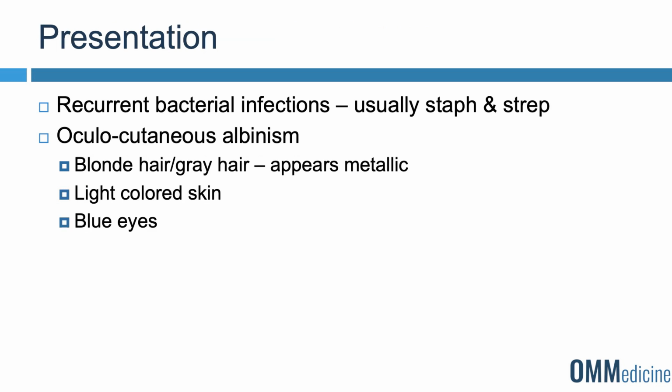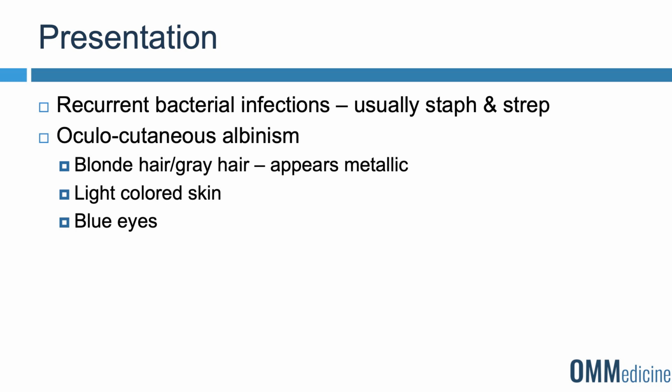Now let's talk about the presentation of Chediak Higashi syndrome, because this is typically how your board questions are going to present a case to you. And so these patients cannot form the phagolysosome, which will typically engulf and destroy bacteria, and therefore you are going to get recurrent bacterial infections. Typically it is going to be with staph and strep.